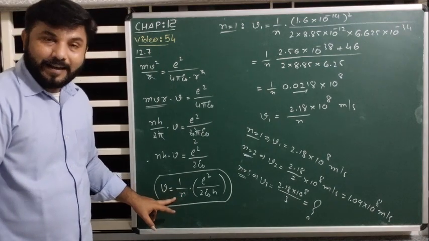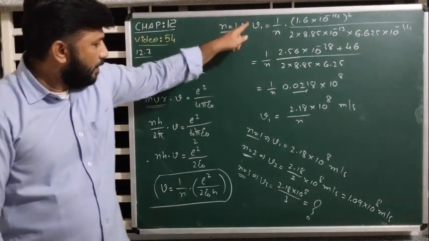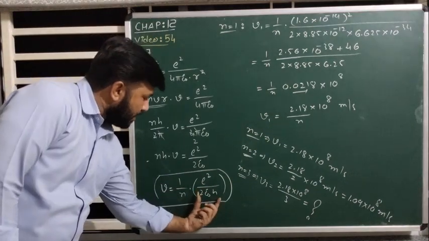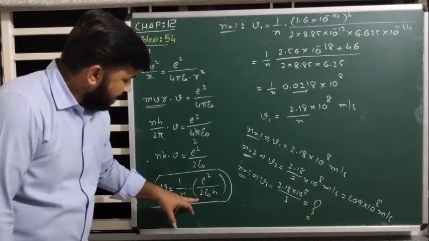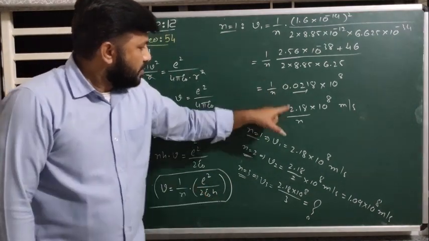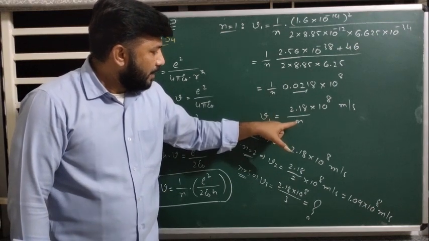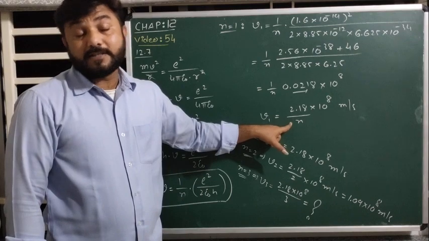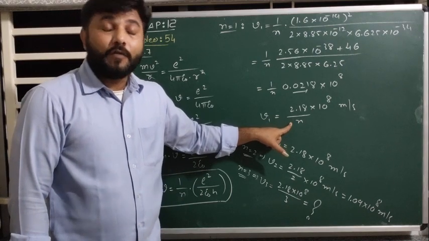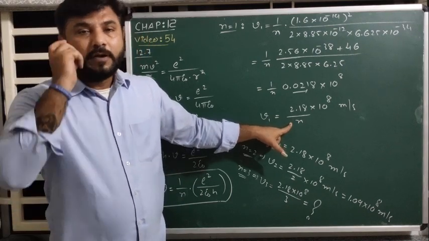Keep 1 upon n as it is. Then find the constant value, that is e square upon 2 epsilon 0 h. So this is the constant value, 1 upon n as it is. Now here you have to make a change. Which change? What is asked? That change you have to make.